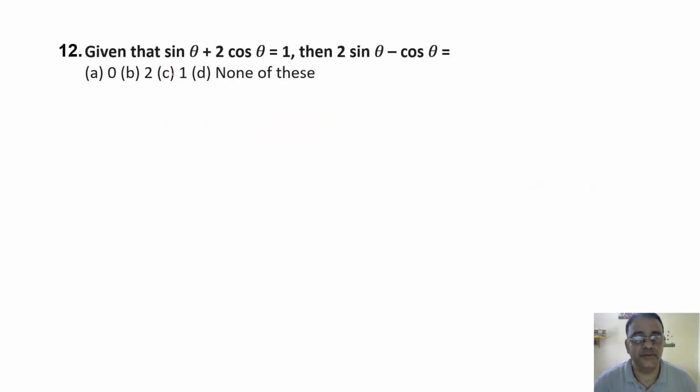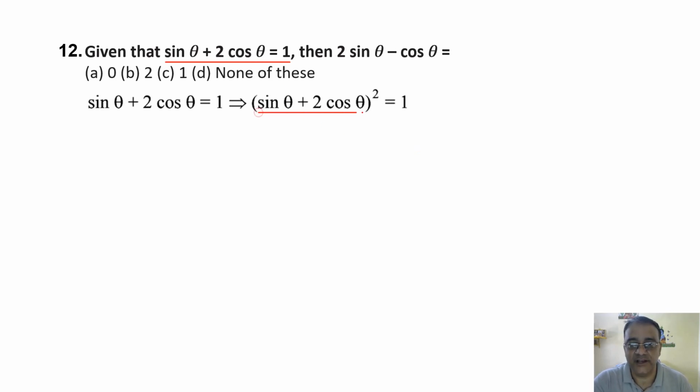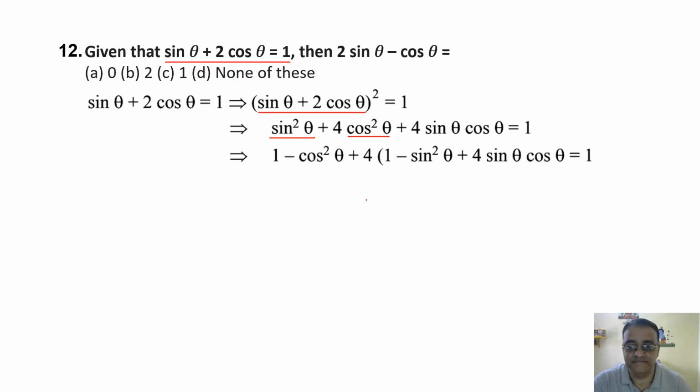Now we are moving toward question number 12. Given that sine theta plus 2 cos theta is equals to 1, then 2 sine theta minus cos theta is equals to dash. So what we will do, we will take the given one, that is sine theta plus 2 cos theta is equals to 1. Square both sides. So if you square both sides, it will be in the form of a plus b whole square. So sine square theta plus 4 cos square theta plus 4 sine theta cos theta is equals to 1. Now change this sine square theta as 1 minus cos square theta, right? And cos square theta as 1 minus sine square theta.